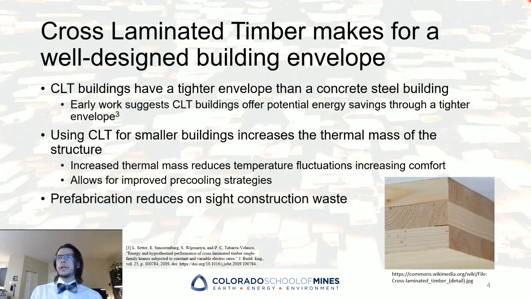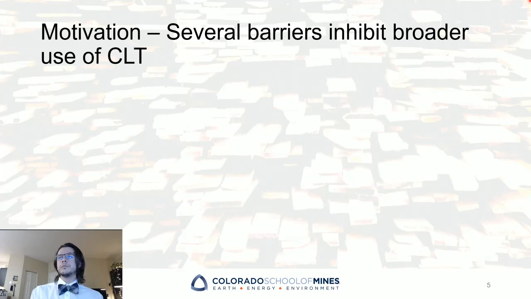From a waste standpoint, CLT buildings produce less waste than a traditionally constructed building. They're largely able to do this through prefabrication. The door and window holes are cut out of the large CLT panels, and when they arrive on site, they're bolted together. From start to finish, these buildings produce less waste in the process than a traditional construction.